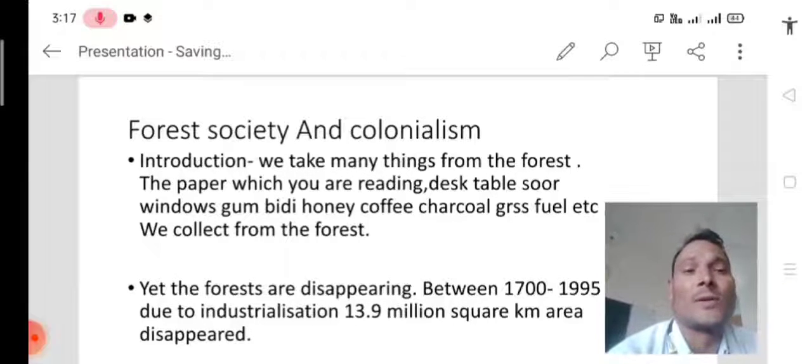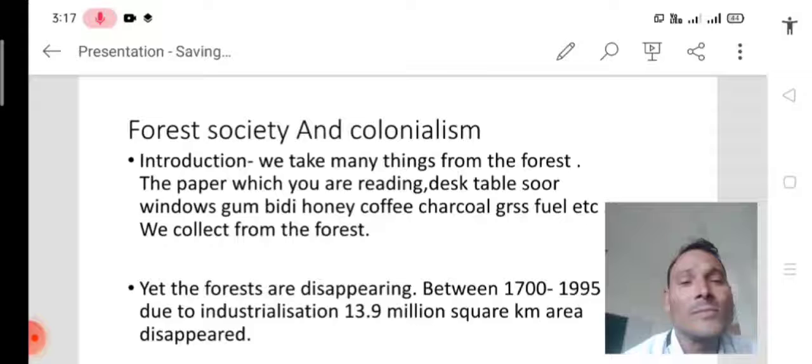Let us start with the introduction. Students, you know we take many things from the forest. The paper which you are reading, the desk on which you are sitting, doors, windows, honey, coffee, charcoal, grass, fuel, and many other things come from the forest.